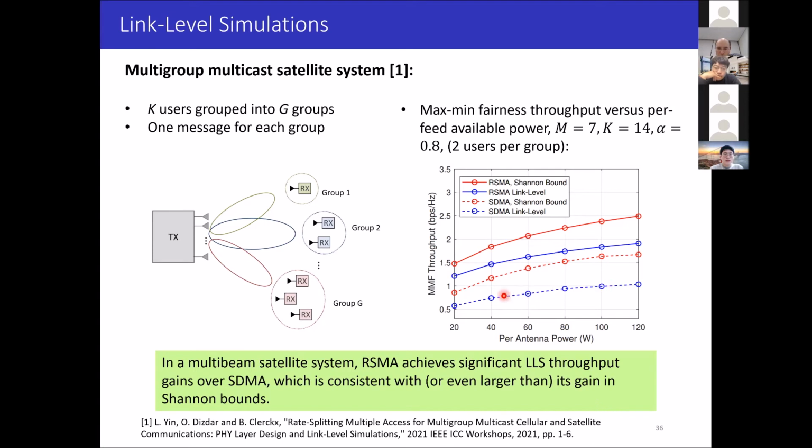And so here, if you want to achieve 1 bit per second per hertz of throughput, you need 120 watts per antenna power at the feed, while you would use even less than 20 watts with rate splitting. You would probably be here to achieve just 1 bit per second per hertz. So you can imagine the huge savings in terms of power that you can get by using rate splitting here. And so this is actually very encouraging results.